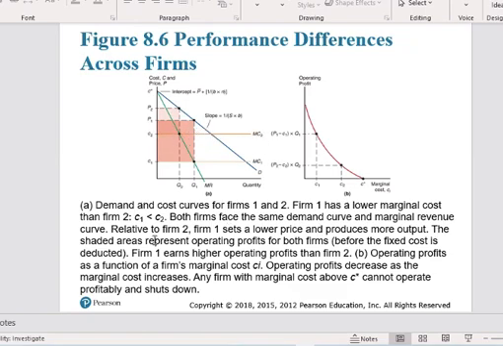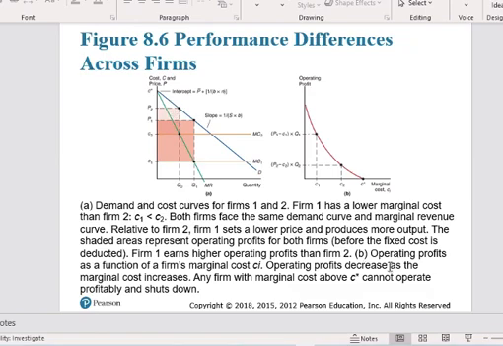The shaded area here represents the operating profit for both firms. Where marginal cost intersects with marginal revenue, this is the production. This is the output of firm one. This is the output for firm two.